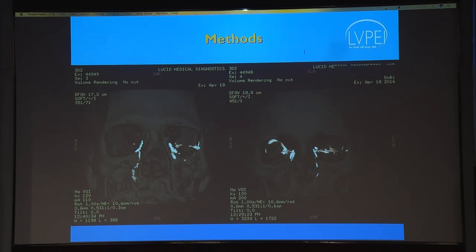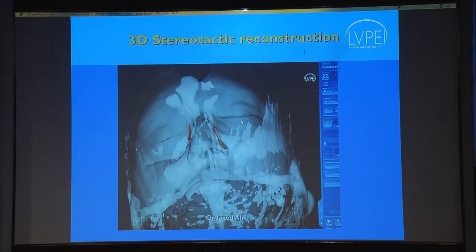So we need a 3D DCG, and all this patient data we're going to feed into the system. The system provides us a 3D stereotactic reconstruction based on the patient specific images, and we can know the exact localization of the pathology, and the machine will give us all this in 3D view.